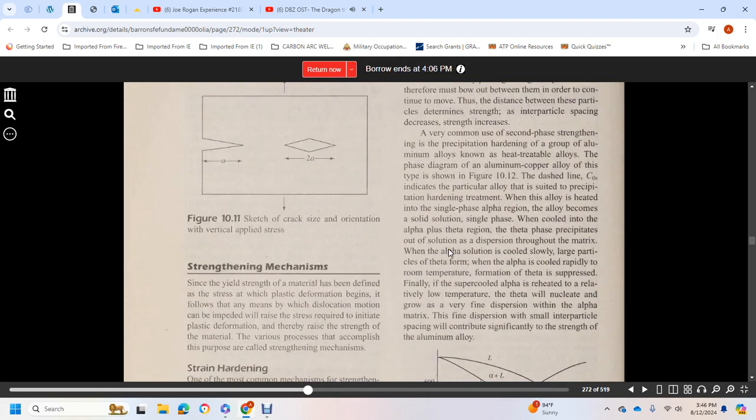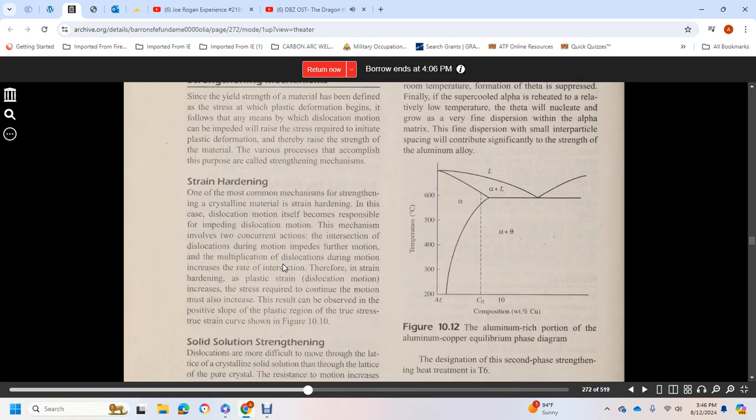Strengthening mechanisms. The simple yield strength of a material has been defined as the stress at which plastic deformation begins. The means by which dislocation motion can be impeded, raising the stress required to initiate plastic deformation and thereby increasing the strength of the material, are the various processes called strengthening mechanisms.